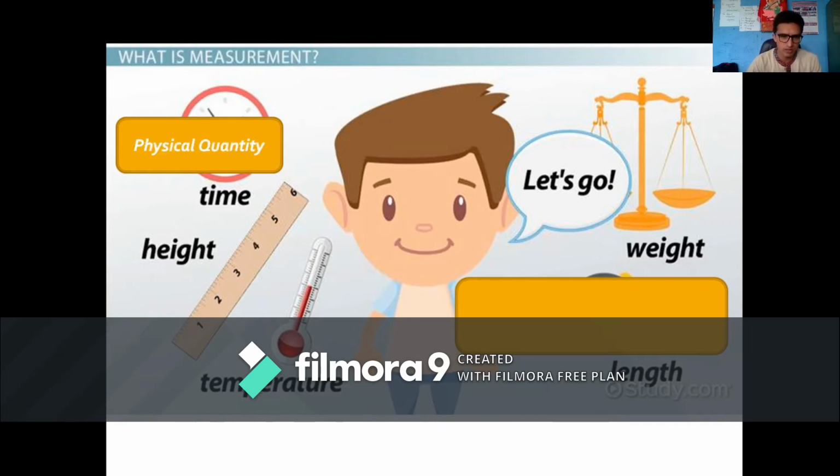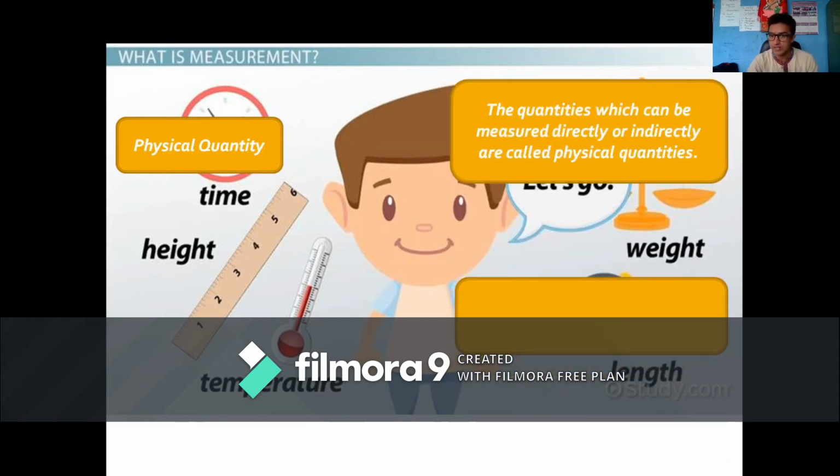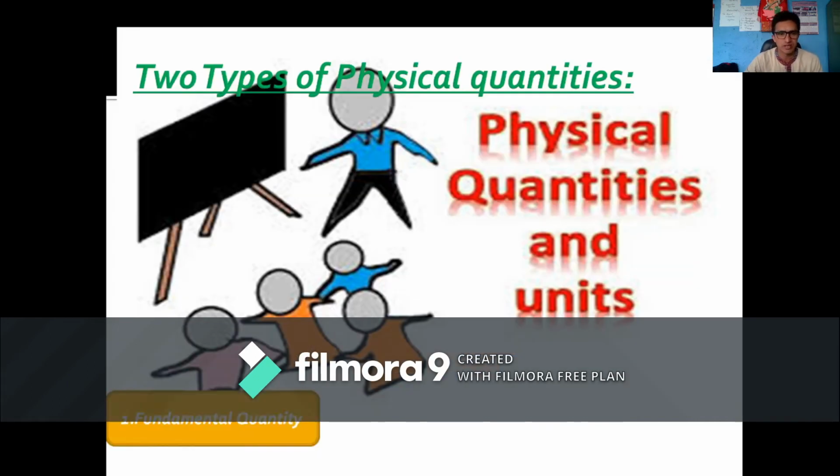Then after, we should know the definition of physical quantity. What is physical quantity? The quantities which can be measured directly or indirectly are called physical quantities. For example, length, mass, time, speed, temperature, velocity, etc. are the examples of physical quantities.